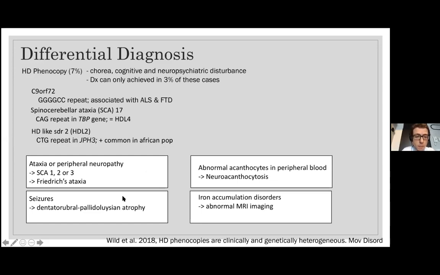You should also be aware of other symptoms such as ataxia and peripheral neuropathy, which could suggest spinocerebellar ataxia or Friedreich's ataxia, seizures, which could suggest dentatorubral-pallidoluysian atrophy, and you could also look at iron in the MRI because of iron accumulation disorders, and look at the peripheral blood for acanthocytes, so misshaped erythrocytes, which are suggestive of neuroacanthocytosis.